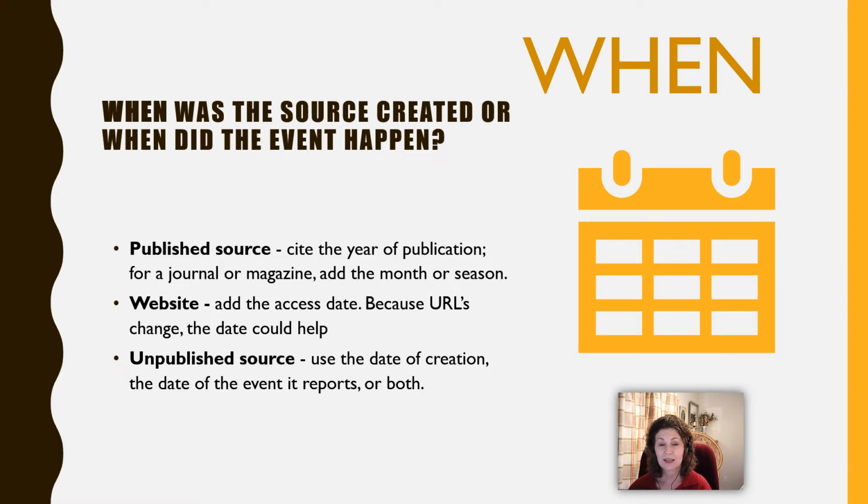It can also help us to know if we have searched that website lately or that collection lately, because perhaps new records have been added since we last looked at the date. Then, if it's an unpublished source, we can use the date it was created or the date of the event it reports, or both. So these are all scenarios that we will run across as we're doing our layered citations. As more and more people upload information, we could have an interview uploaded to a website that we'll want to use, and it would be unpublished, and we'll have to figure out a way to cite that. And if we can at all figure out a date on any of those, it will help us to answer the question of when.